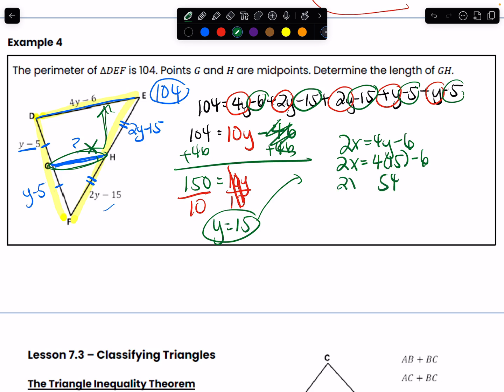On the other side, I have 2x. Now I have 2x equals 54. All I have to do is divide by 2 on both sides. This cancels out on the left side, and I have x. On the other side, 54 divided by 2 will give me 27. And this means that my GH right here is going to be 27, because I said that GH, I will just call it x. After I found that x is 27, I know that my GH here will be 27 as well.